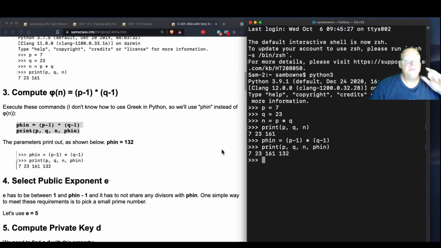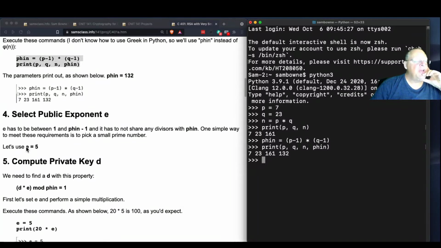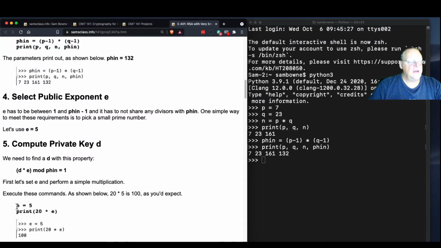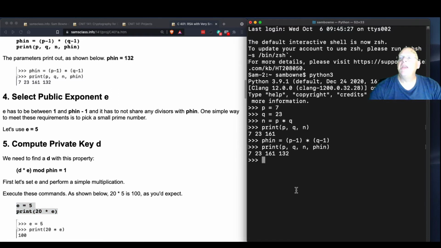All right. And now you get the public exponent, and I'm going to use e equals 5. You could use any number in principle, but for these small numbers, I'm using an e of 5. All right, so now 20 times e is 100, which is fine.